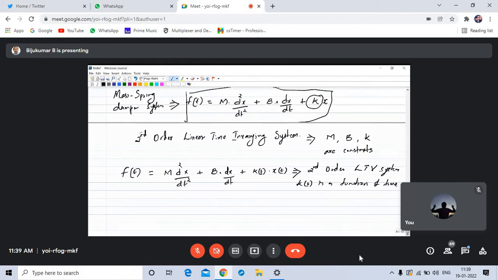Linear time varying can be abbreviated as LTV. So in a problem, if you are saying LTV system, it means that it is linear time varying. Time invariant system, we call it as LTI system. So keep in mind, okay.